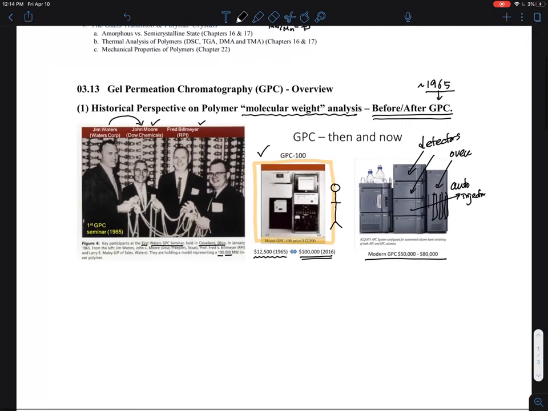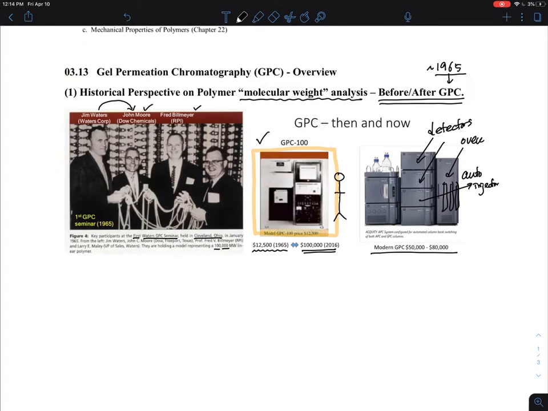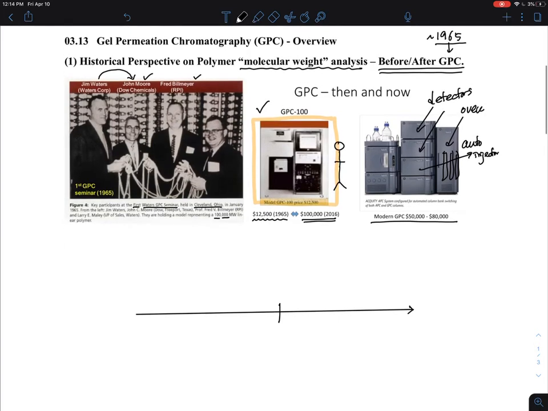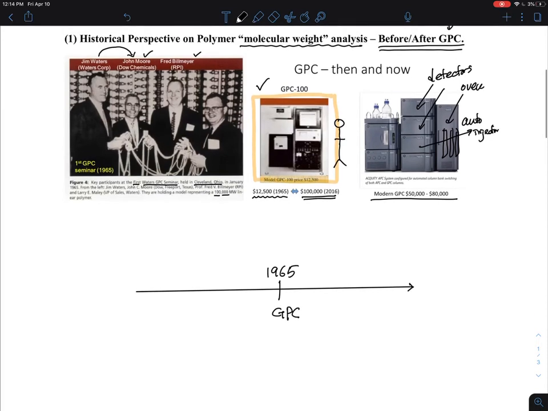So I would like to draw a simple arrow diagram, and let me just put a line there. Year 1965, that was the GPC invention. The first GPC patent was in the early 60s. So before GPC and after GPC. This is what GPC was, invented by Dow Chemical, by John Moore.